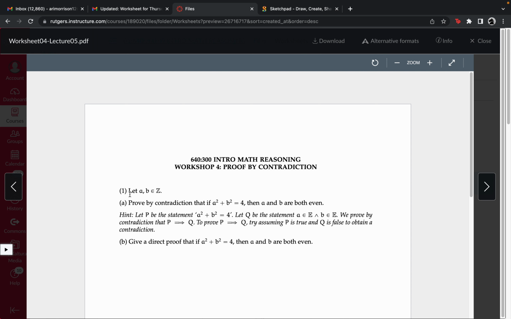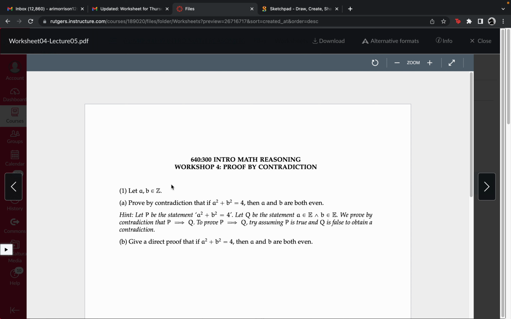But basically we have a and b being integers. That's what it means to be in the set Z. Z is the integers, so that means they're whole numbers. And we want to prove by contradiction that if a squared plus b squared equals 4, a and b are both even. So ultimately that statement is what we want to prove: that if we assume a squared plus b squared equals 4, and we know that a and b are integers, then a and b both have to be even.